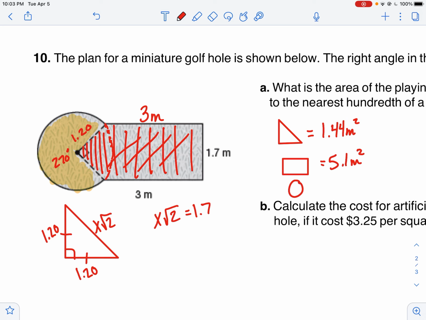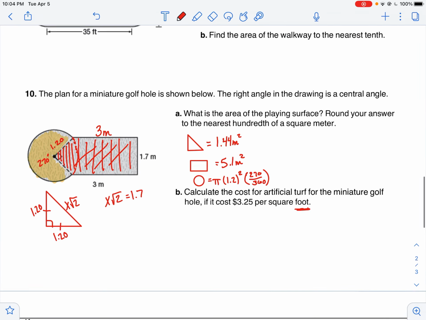So my part of the circle, I would take pi times r squared, but I don't want the whole circle, I want just part of it. I want 270 out of the total 360 degrees. And then once we've got the area in square meters, then you need to convert for part B into square feet, and then multiply however many square feet you have by 3.25 to find out your total cost.